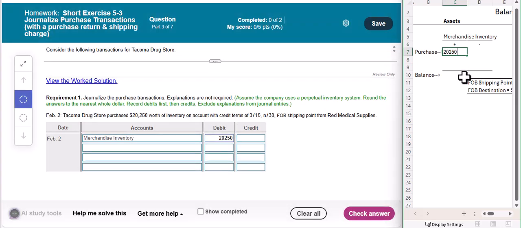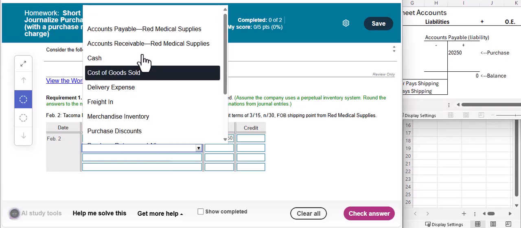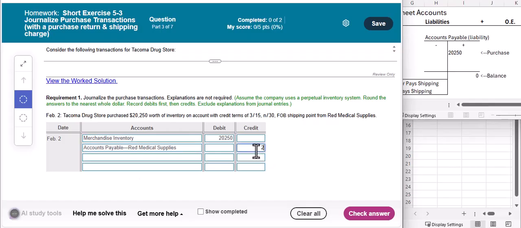So, all right, so did we pay cash for these inventory items, or did we buy them on account? It says we purchased them on account. That means AP is involved, and AP is a liability, so it increases with a credit here on the right side. So I'm also going to put that on our scratch paper here for $20,250, and then make sure we actually get it on the problem here. So it's accounts payable, Red Medical Supplies for $20,250. So let's go ahead and check our answer.